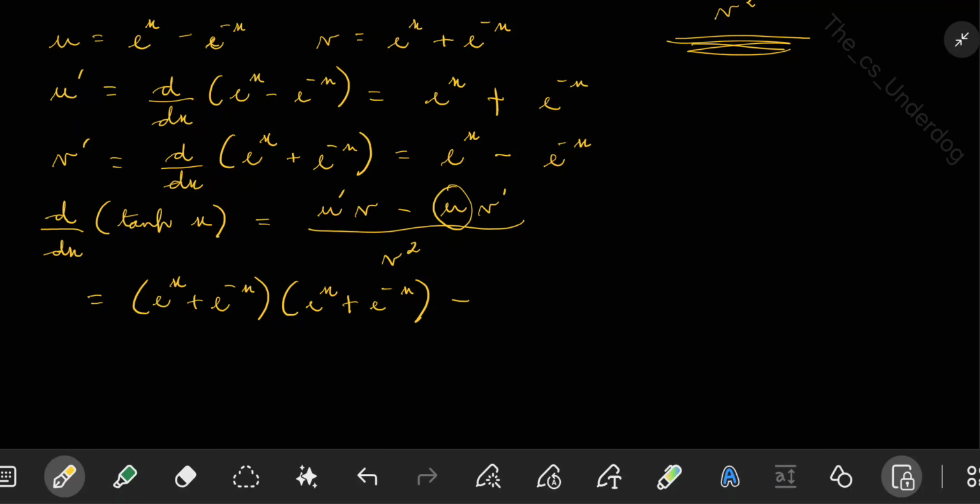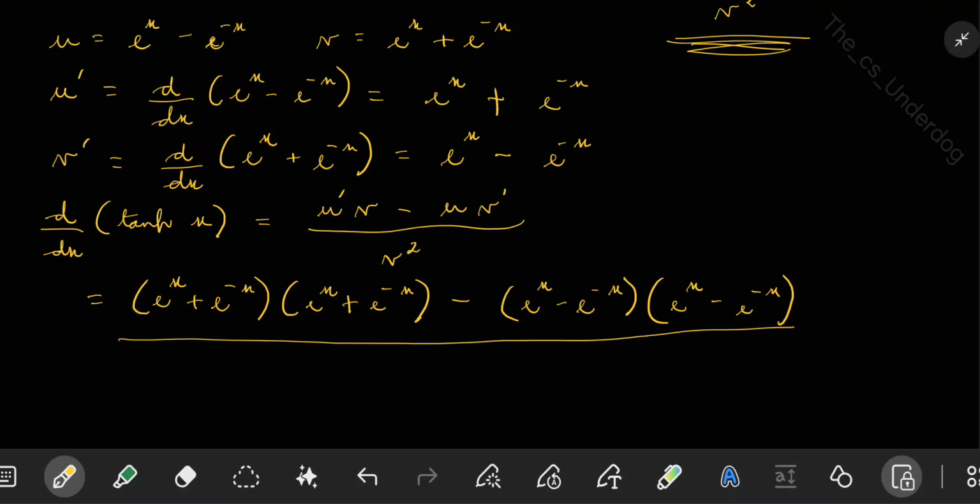Minus, next is u into v dash. U is e power x minus e power minus x, into v dash, which is also e power x minus e power minus x. Whole divided by v square. What is the value of v? V is e power x plus e power minus x, so this will be e power x plus e power minus x the whole square. So this is the value that I got.